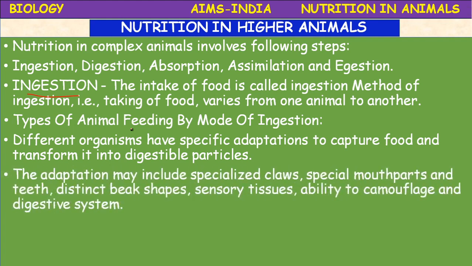The adaptation may include specialized claws, specialized mouth parts and teeth, a distinct beak and the shape of the beak, sensory tissues, and the ability to camouflage, which means mimicry. They will immerse themselves, or mingle with the surroundings, matching the color of the animal. And the digestive system, the type of digestive system they possess.